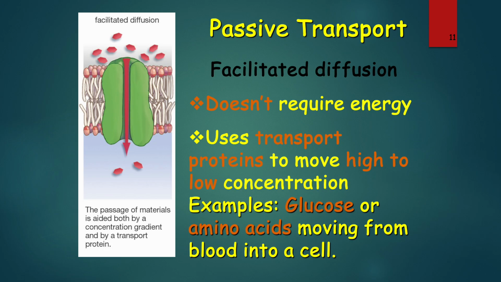Facilitated diffusion is a passive transport. It does not require energy. You're still going from a high concentration to a low concentration. And looking at your diagram, this green structure is representing your protein. And then here's that channel that allows for the particles to move through. Examples of particles that need facilitated diffusion: glucose or amino acids moving from blood into the cell.